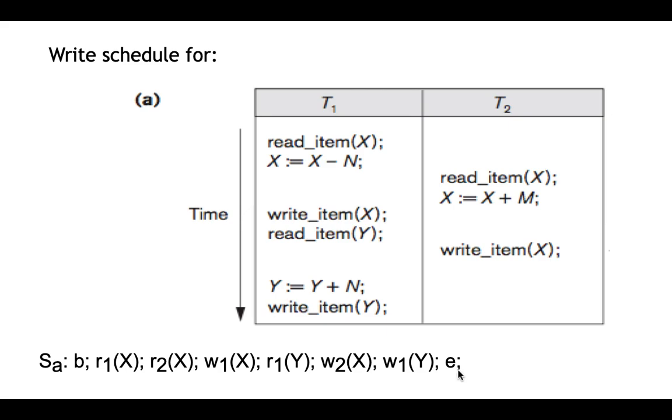The things you need to understand are R for read, W for write, and 1 and 2 are the corresponding transaction numbers. R1 means it is the first transaction that is reading X. R2 means it's the second transaction that is reading X.